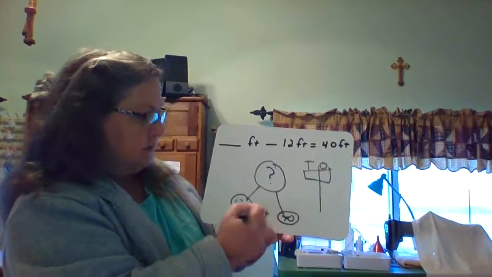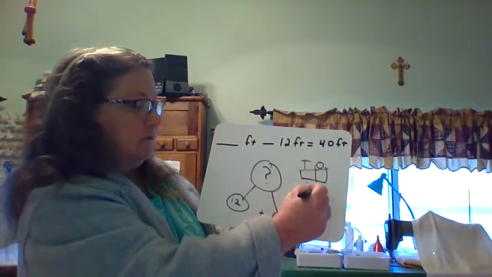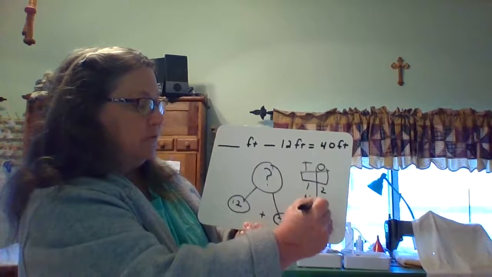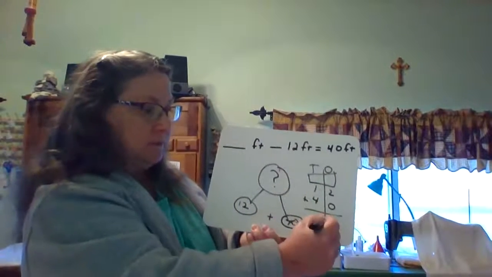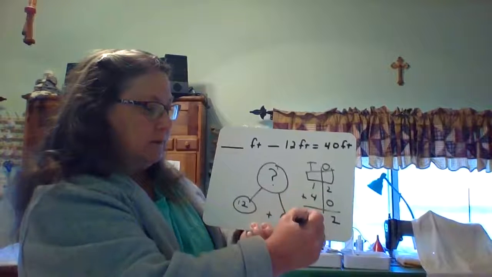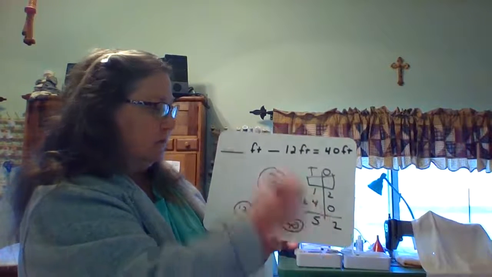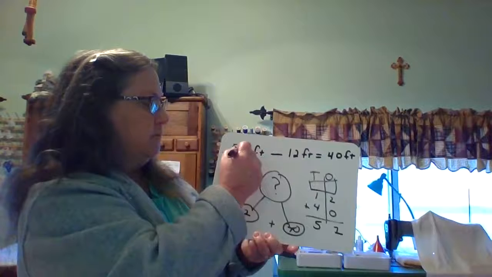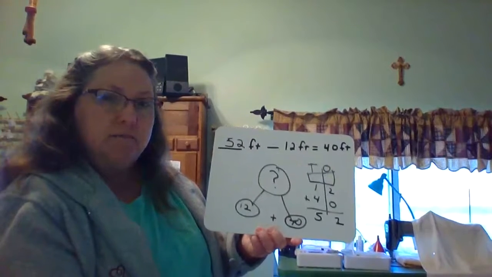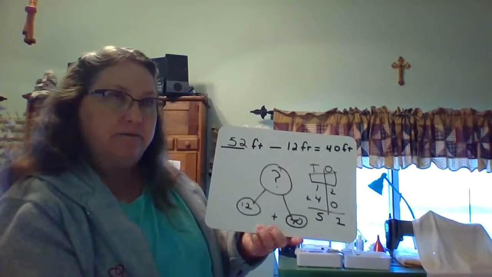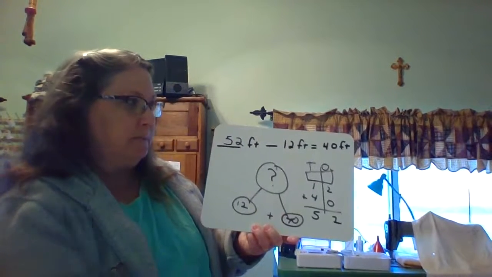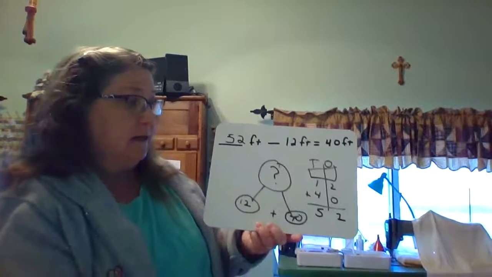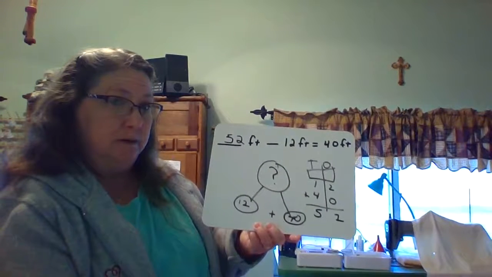Okay? And I'm going to say 12 plus that 40. Because that's going to give me my big number. 2 plus 0 is 2. 1 plus 4 is 5. So 52 feet minus 12 feet is going to give me that 40. Okay? So I didn't have the big number this time. I had what went in my feet, and I had to find my big number. Okay? Now, you ready for one more?